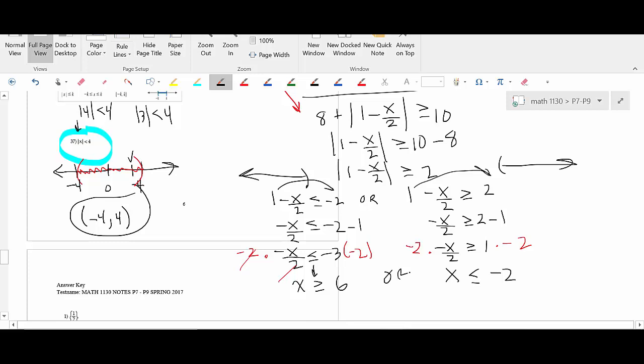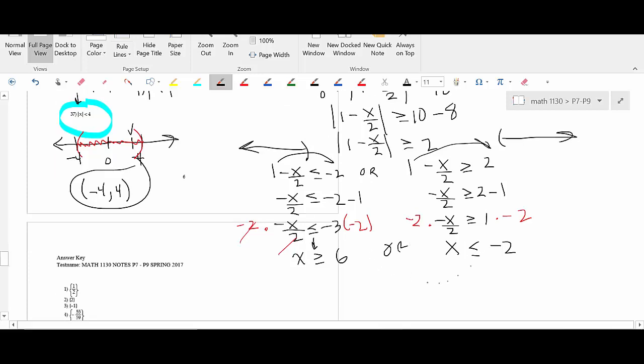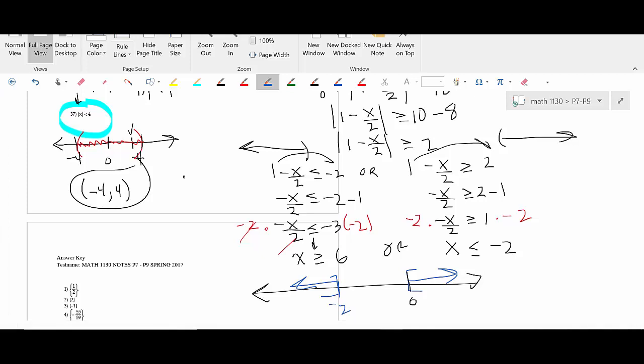Okay, so if you went through and put this together, if you graphed this, this is how this would look. You would have a 6, and you would be greater than or equal to 6. So you'd be going like that. You would have a -2, and you'd be going to the left like that. So that's how that goes, okay? And then you would do your interpretation from there.